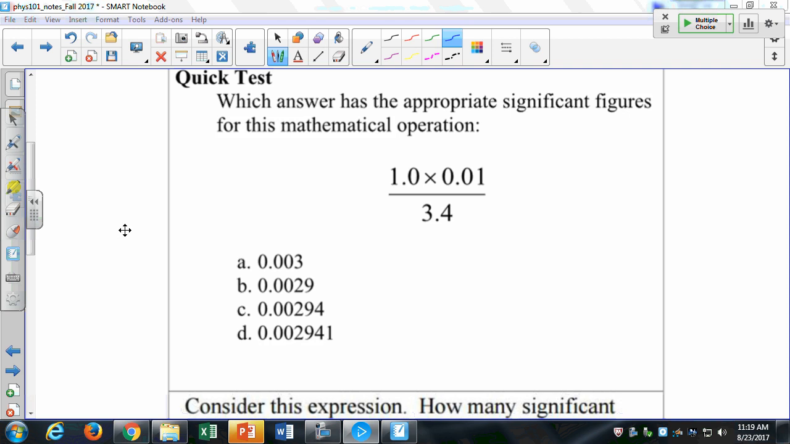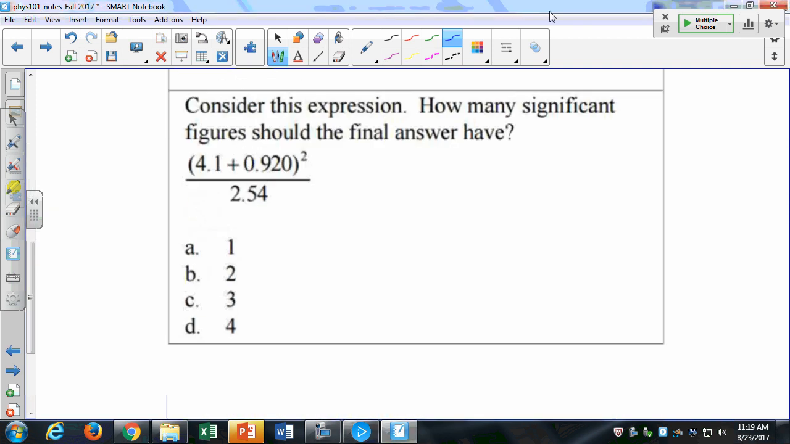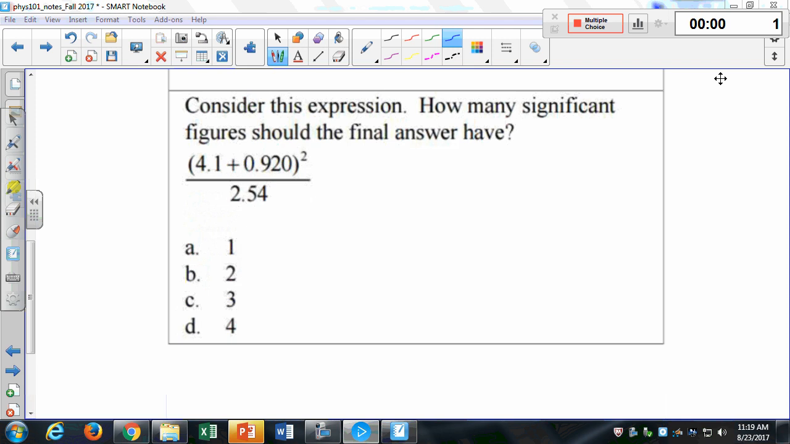Let's try this next one. Consider this expression. How many sig figs should the final answer have? You might want to actually write out the operations here and actually figure out what the answer is.